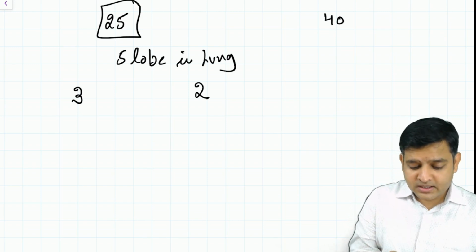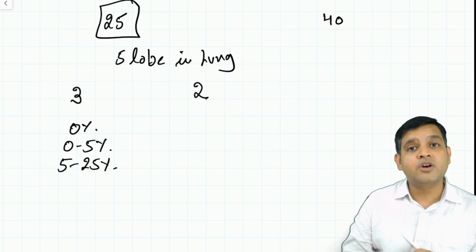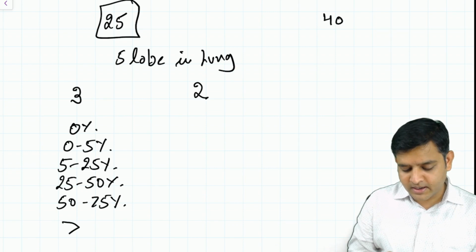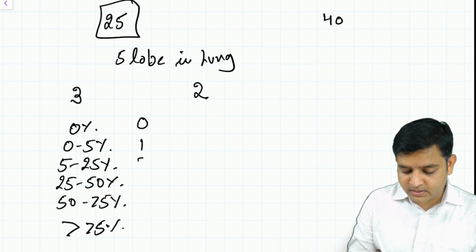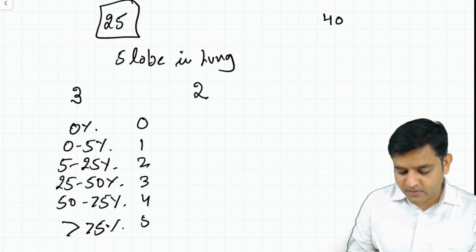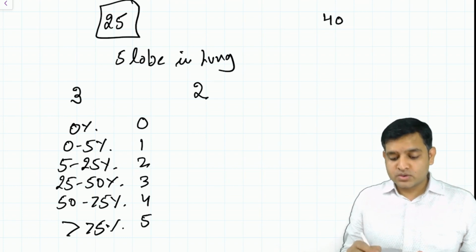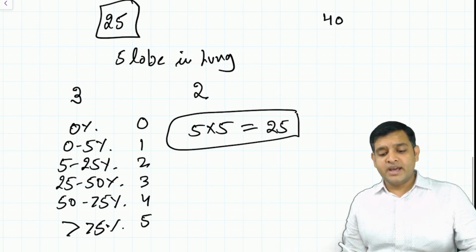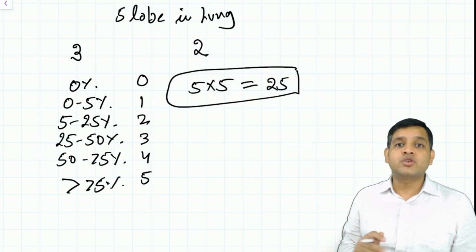Okay. Now how is it done? 0% involvement, 0 to 5% involvement, 5 to 25% involvement, 25 to 50% involvement, 50 to 75% involvement, and more than 75% involvement. And the score is 0, 1, 2, 3, 4, 5. That means each lobe can have a score from 0 to 5. So 5 into 5, that makes 25. So each lobe is graded individually and the score is calculated as a total out of 25.